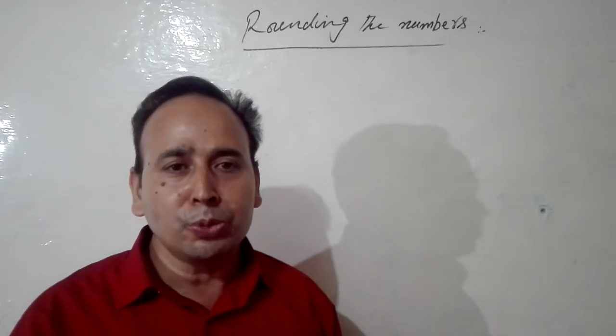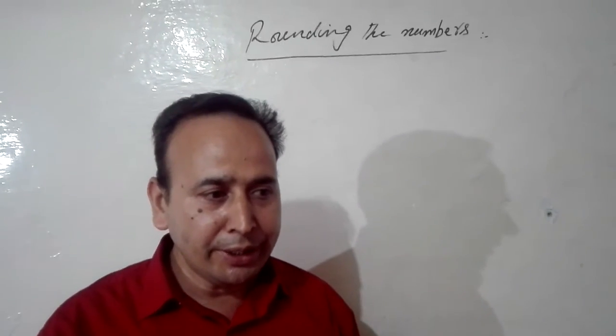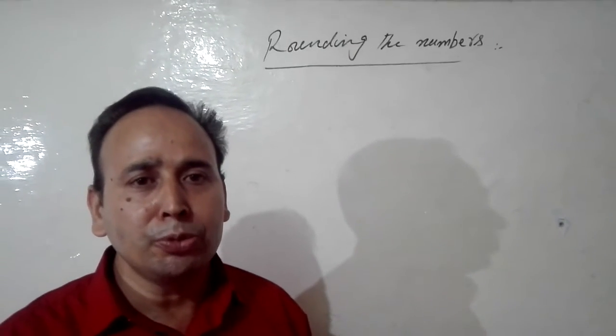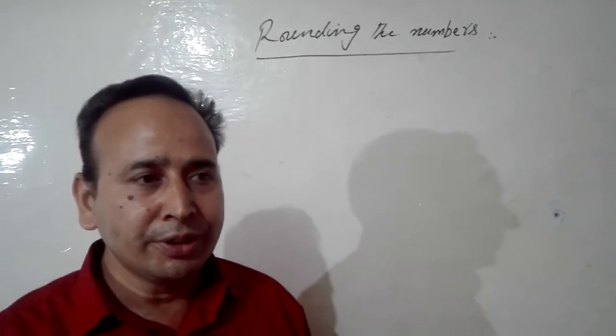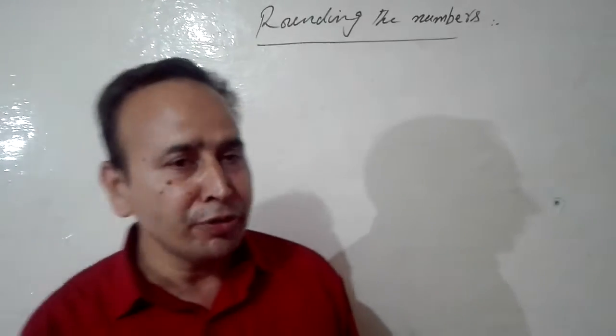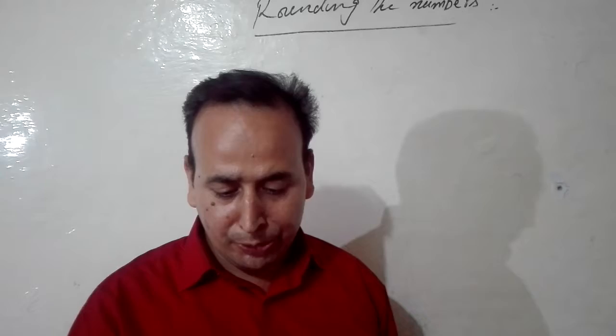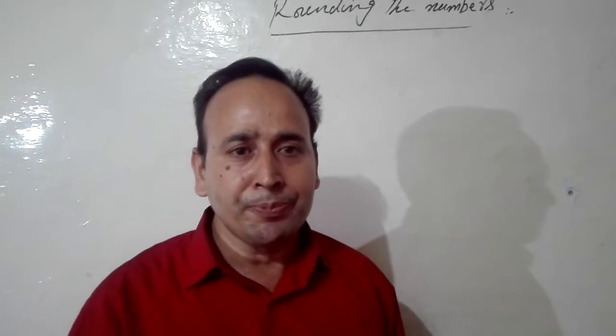So according to their requirement, they tell us into how many significant numbers we have to round the number off. So there are some rules. I will explain these rules to you with the help of examples.